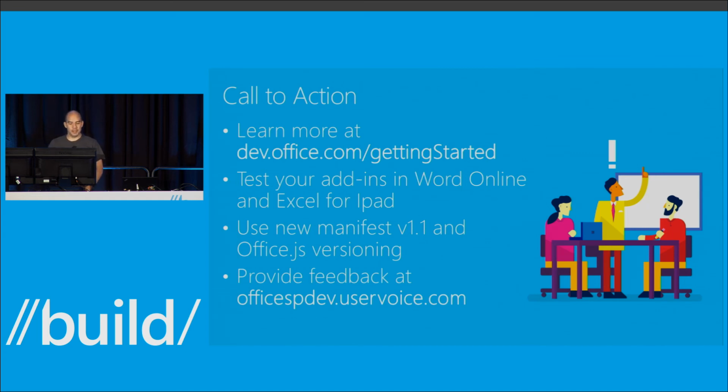Start testing your add-ins in Word Online. You can do that today. It was released to production this morning, so you can just go and play with that now. Also start testing on Excel for iPad. We released the new version of the Manifest V1.1, which is the one that allows you to jump into the iPad. And we talked about the new versioning for Office.js, where we also released one version number instead of two. And please provide us feedback on User Voice.